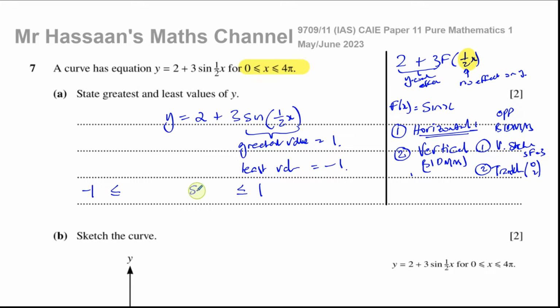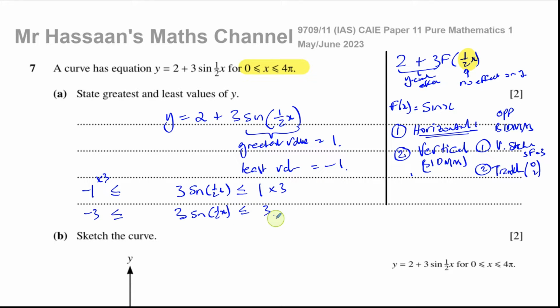So I'll just write it here so we've got space: sine of a half x. I have less space for the other stuff now. Then we have to deal with the multiplication. So we're going to do 3 times sine of a half x. We have to multiply this by 3 and also multiply this by 3. So this becomes minus 3 is less than or equal to 3 sine of a half x, less than or equal to positive 3.